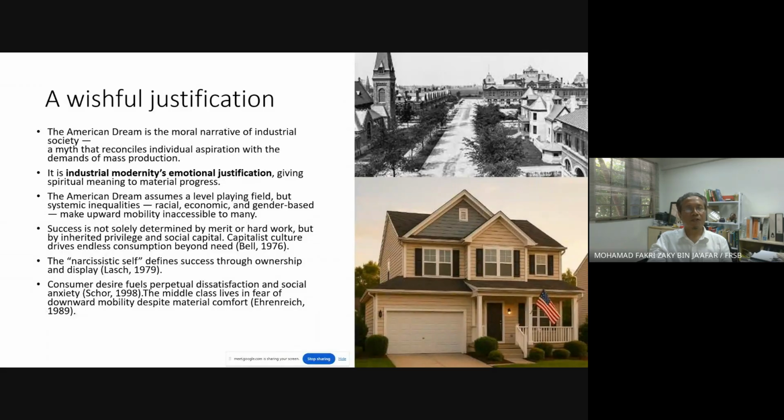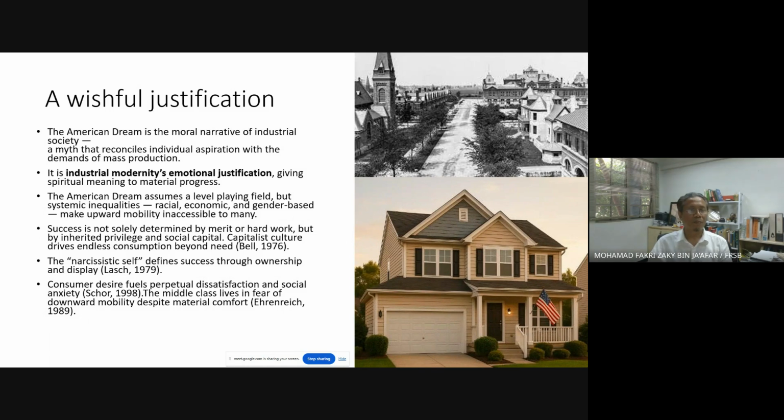So some people argue that it is a wishful justification. It tries to create a moral narrative of industrial society. It tried to justify the need for industrial consumption by providing this dream. It's an emotional, sentimental dream that must be met by the people.